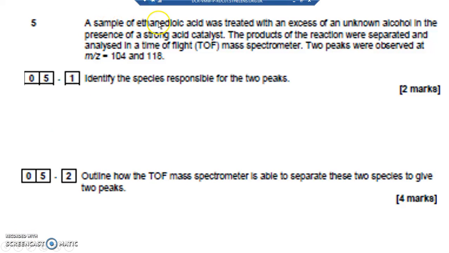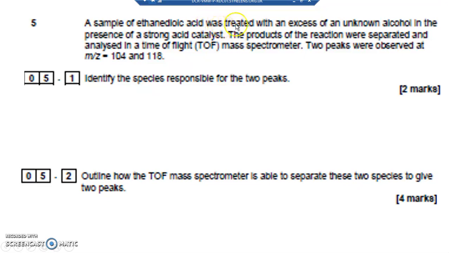Question 5. A sample of ethane dioic acid was treated with an excess of an unknown alcohol in the presence of a strong acid catalyst. Well, a carboxylic acid group, COOH group, and an alcohol, OH, will make water, and that's what the strong acid catalyst does. The sulfuric acid helps to remove that water, and it will make an ester, a C double bond O link.